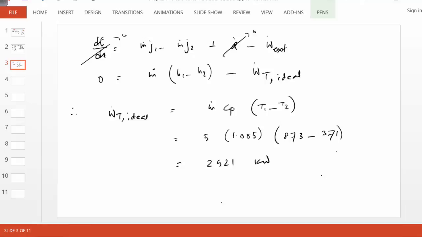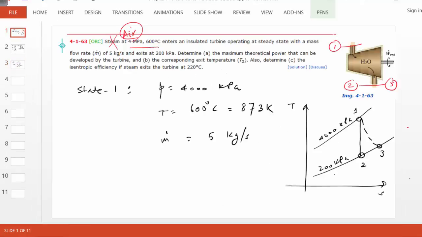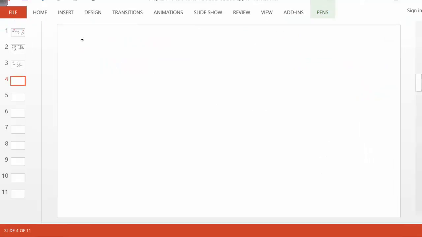Well, let's do the second part of the problem. What was the second part? If the exit temperature is 220 degrees Celsius, determine the isentropic efficiency. So as you can see, if the exit temperature is 220 Celsius, which is state 3, so for state 3 now we know the exit temperature, let's say 273.